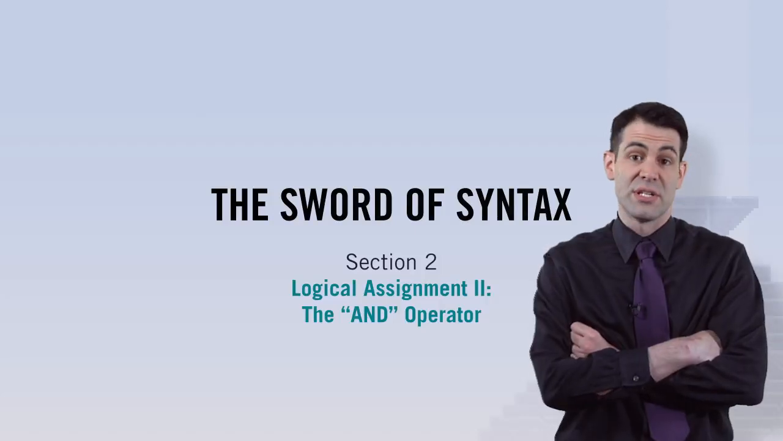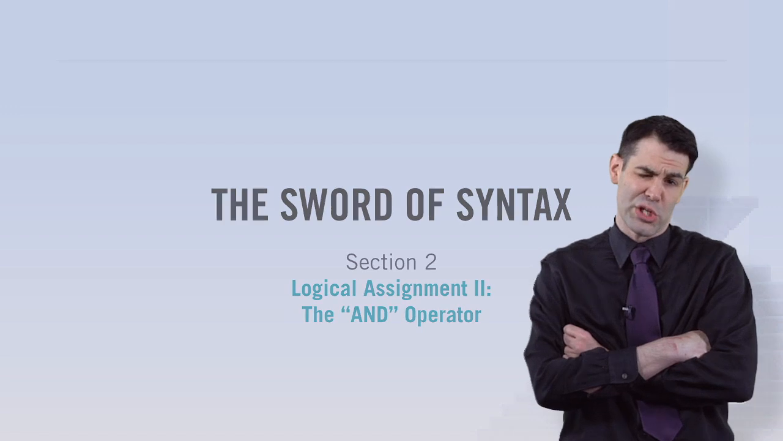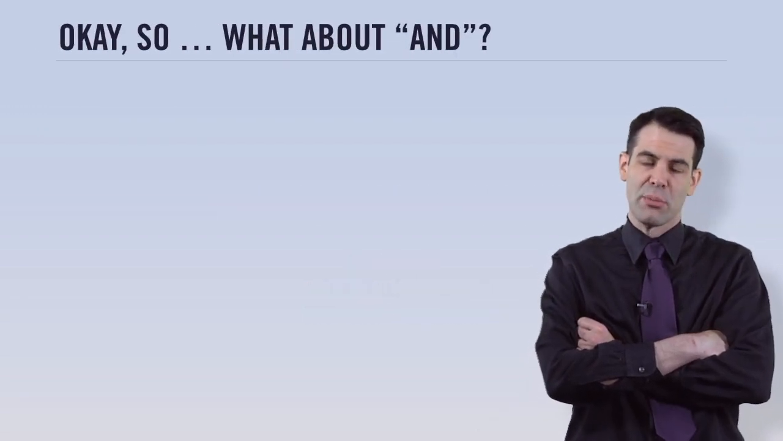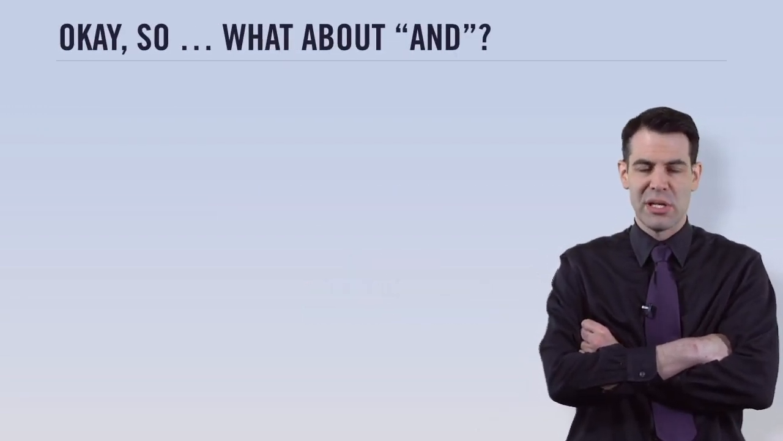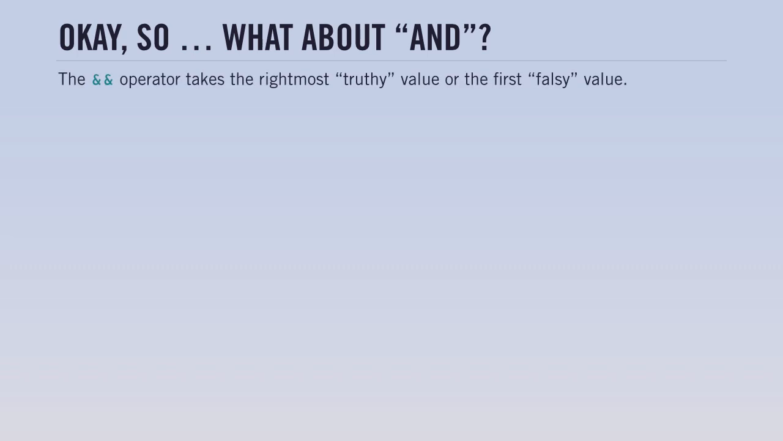So now that we've done kind of a deep dive on the OR logical assignment, what about AND? What about a double AND logical assignment? Totally possible. Let's check it out. The AND operator is going to find the rightmost truthy value, or the very first falsy value, sort of the opposite that the OR does.